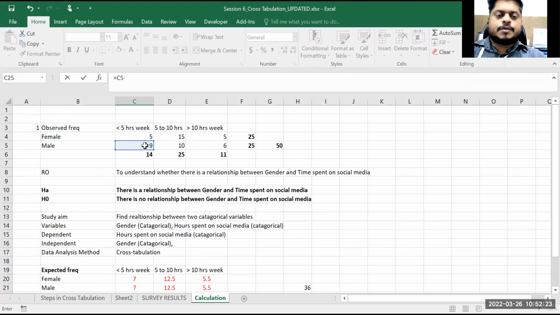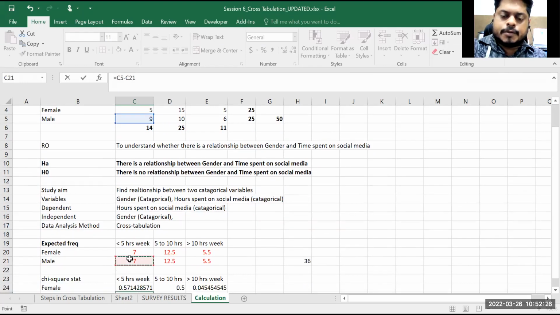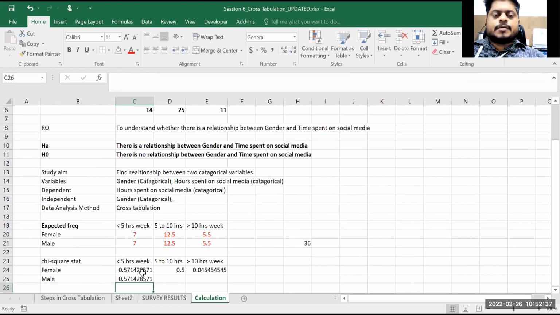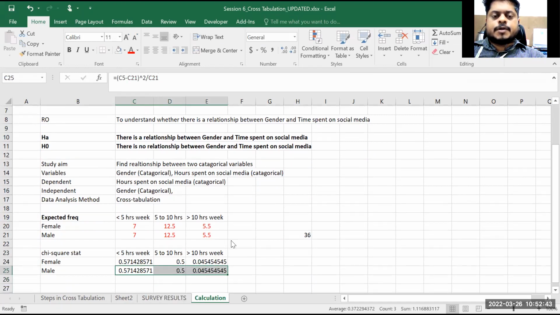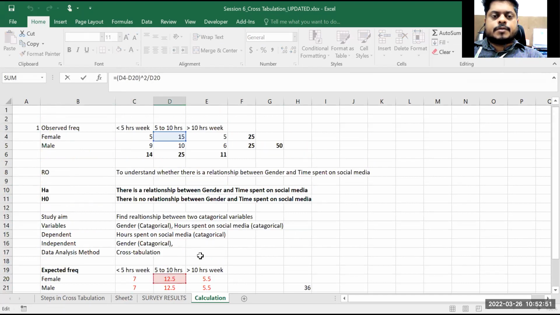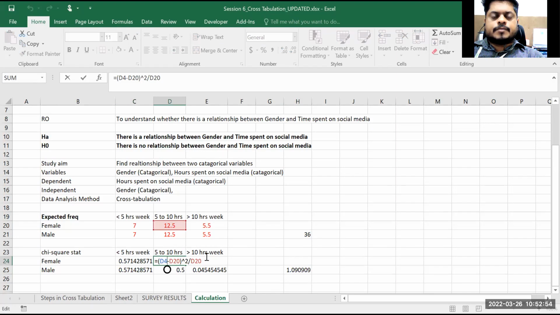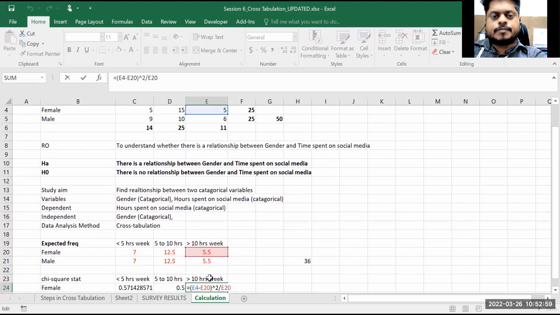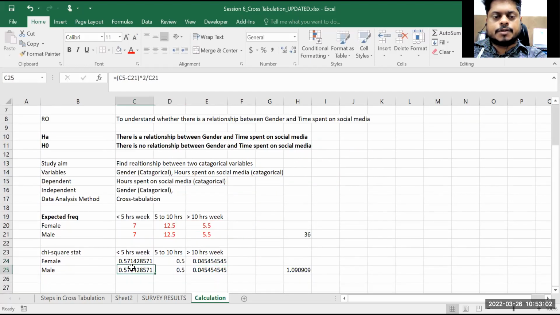Observed frequency minus expected frequency, square of that, divided by expected frequency. Right. So if I take a sum of this, everybody is getting this, or any other number you are getting? Just check the formula is correct or not.